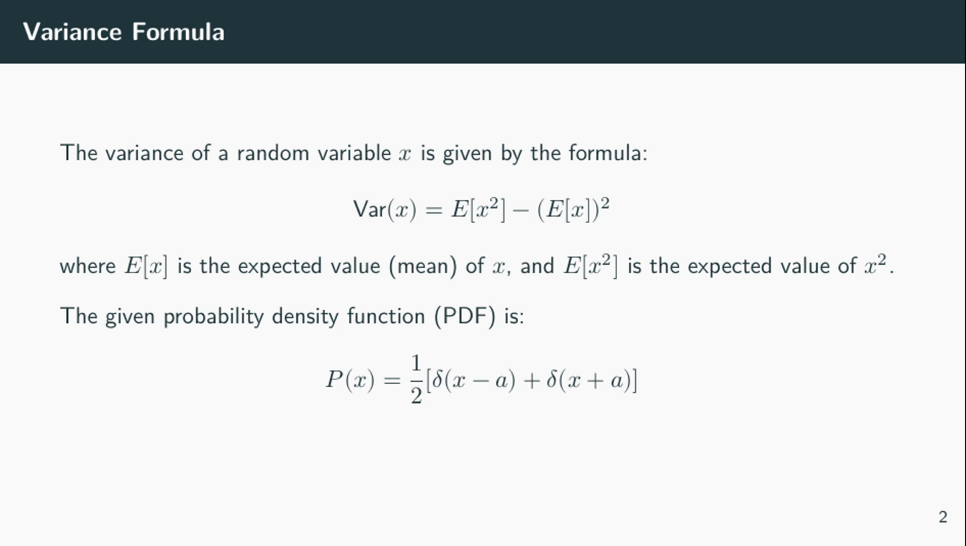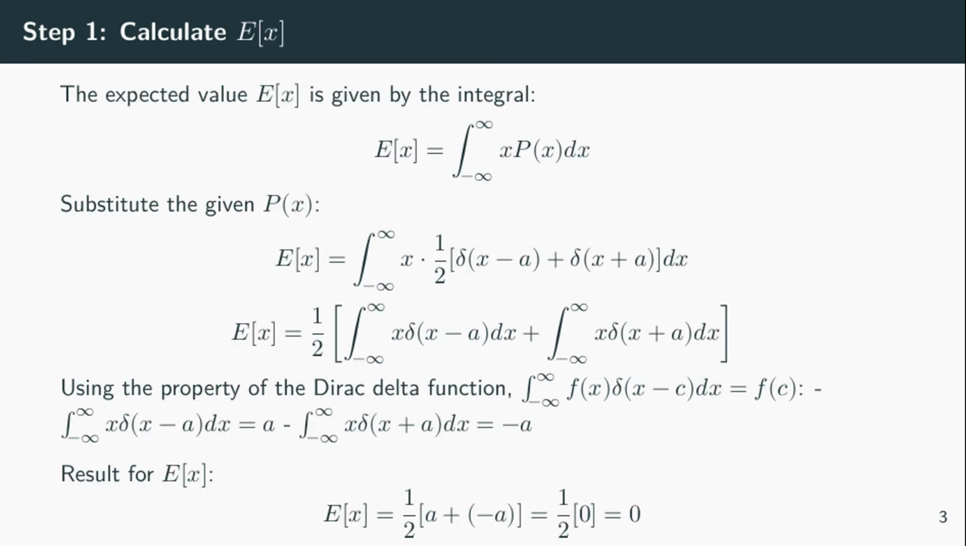We are given that the probability density function is p of x equals 1/2 times delta of x minus a plus delta of x plus a. Now we need to calculate E of x and E of x squared using this PDF. Let's begin by calculating the expected value of x, which is E of x. The expected value is found using the standard integral definition, integrating x times the probability density function over all possible values. We substitute our given p of x into this integral expression.